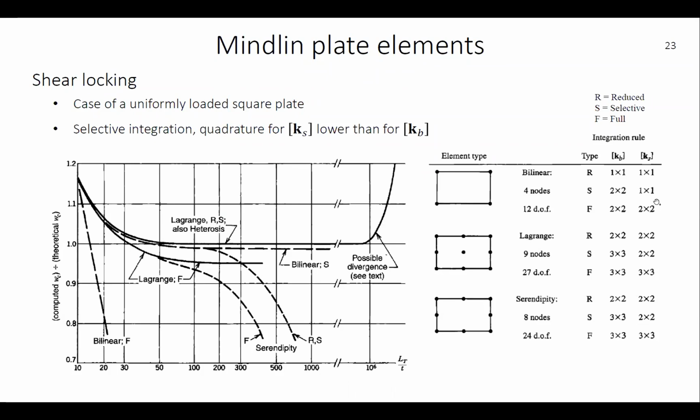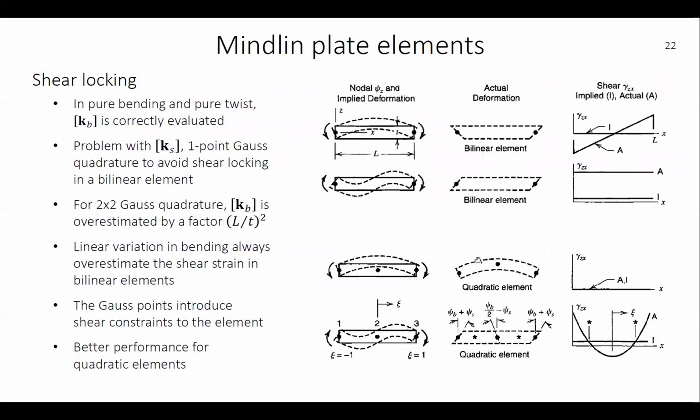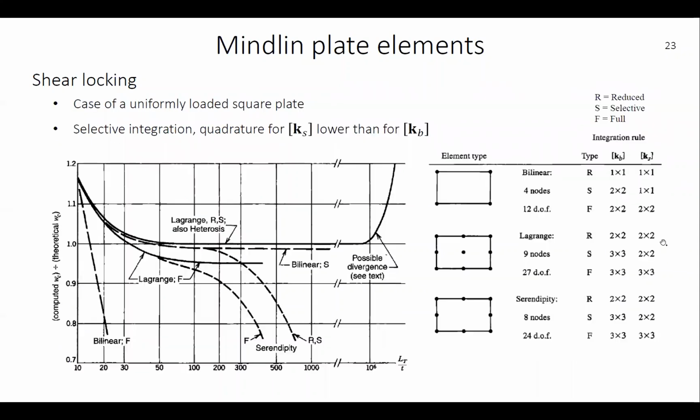What is denoted in this table as selected integration is that you have a lower order for the shear integration, for reasons that was illustrated over here, to avoid shear locking, basically. So we have full integration denoted by F and reduced by R and selective by S. And on the y-axis here, we have the ratio between the computed and the theoretical vertical displacement.